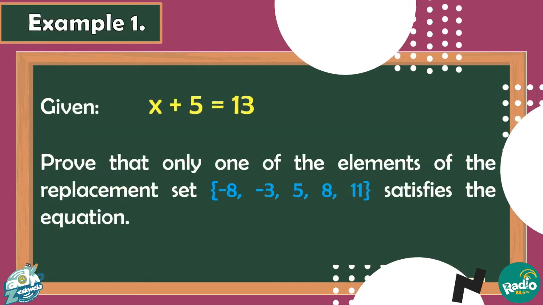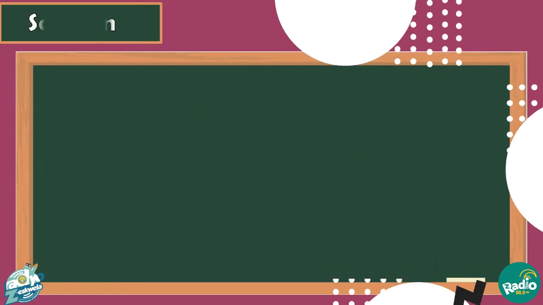Let's evaluate this one. x + 5 = 13. Let us prove that only one of the elements of the replacement set, -8, -3, 5, 8, 11, satisfies the equation. Let's begin with x = -8.